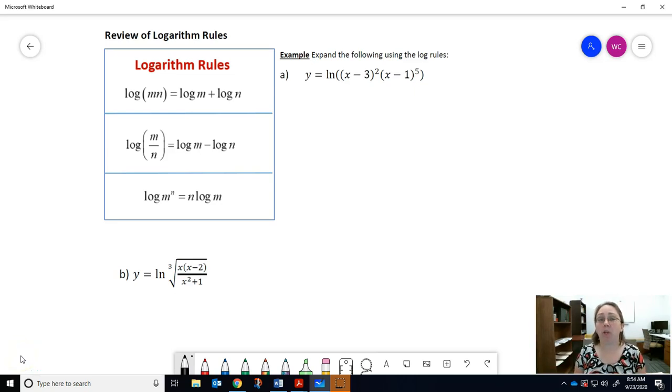In this video, we're going to record some logarithm rules that are going to be very helpful in our derivatives that we're going to be looking at next. So, review of log rules. There were three basic log rules that we need to talk about.